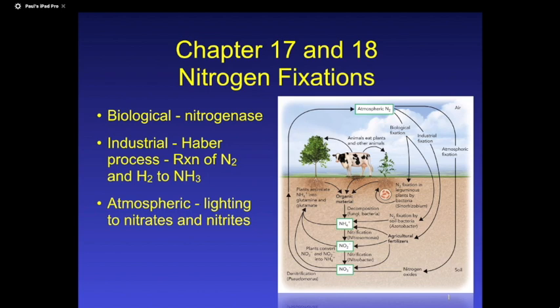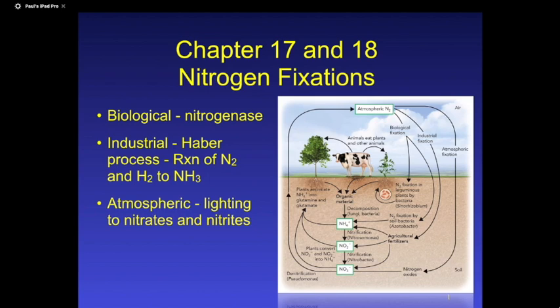But the electricity involved in a lightning strike can actually react with the nitrogen to create the nitrates and nitrites, and it can come down as nitric acid.